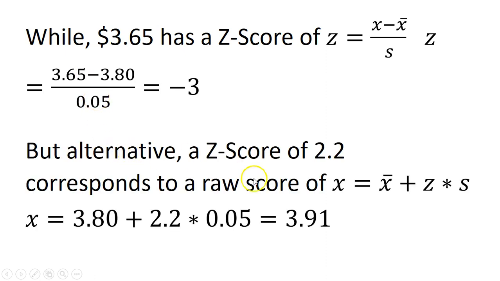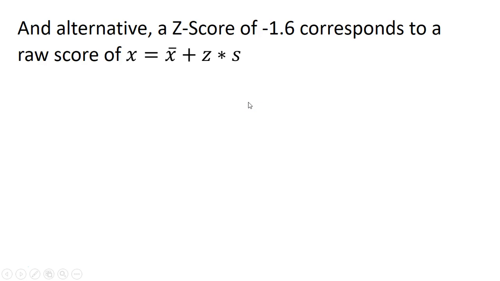Alternatively, if I knew the z-score was 2.2, I could figure out what the raw score was, because I could plug the 2.2 in here. I know what the mean is, 3.80. I know what the standard deviation is, 0.05. I could basically solve it. That's all I'd have to do. So that's what I'm doing down here. Basically what I'm saying is, hey, I want to figure out what it is. I know what the mean is, I know what the z-score is, I know what the standard deviation is. I can plug it all in, and I get $3.91. It's basically what that is, right?